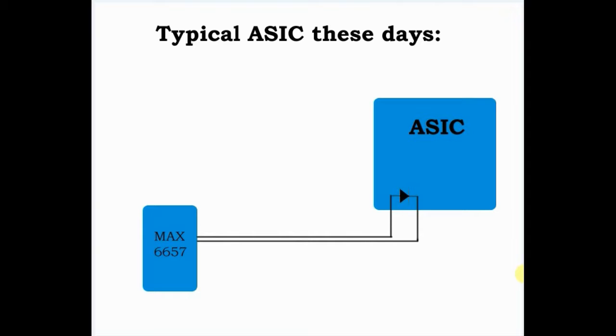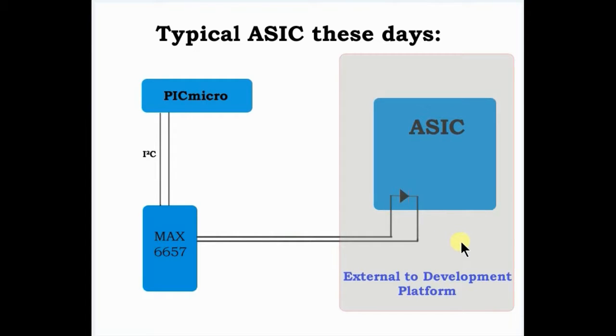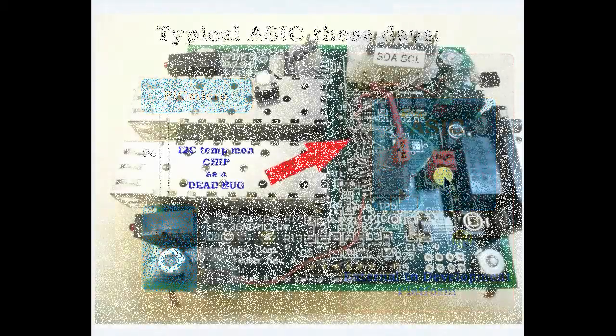In my mind, I would have this configuration. I would have a PIC micro feeding its I2C signals to the temperature sensor, and the MAX 6657 would have 2 leads wired to the substrate diode on the ASIC, which, by the way, is external to the platform.